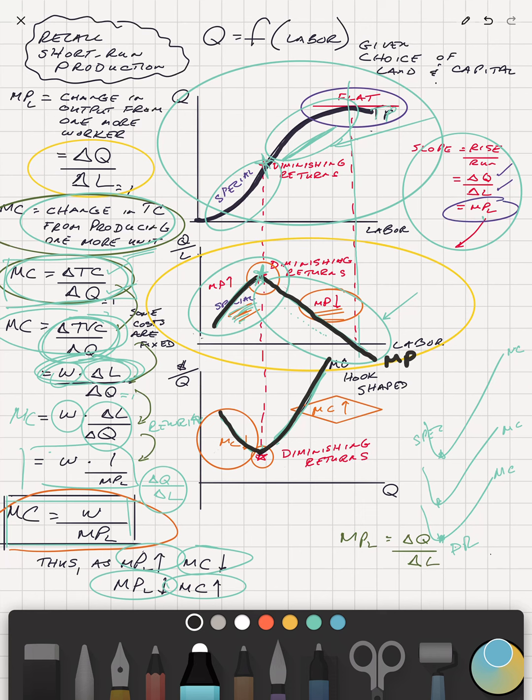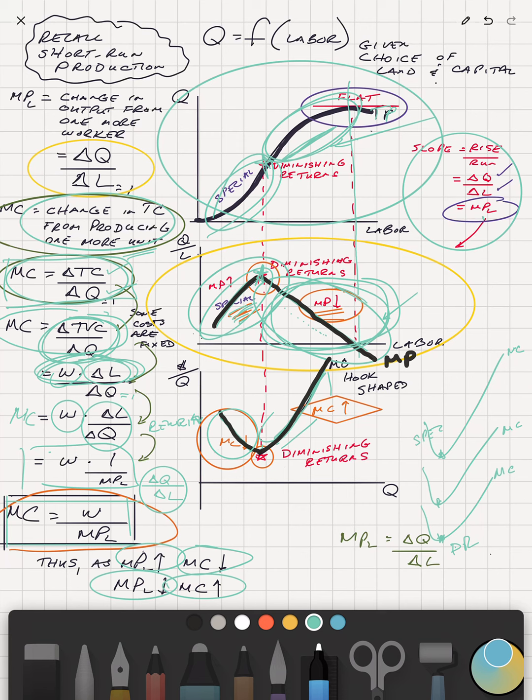It looks like that. It says this: as your marginal product is rising, which we see up here and here, specialization of labor, your marginal costs will be falling. As the marginal product of labor is falling, which you see the flattening of your production function and the downward slope of your marginal product function, your marginal costs will be increasing. So the marginal cost curve is nothing more than the marginal product curve flipped over.